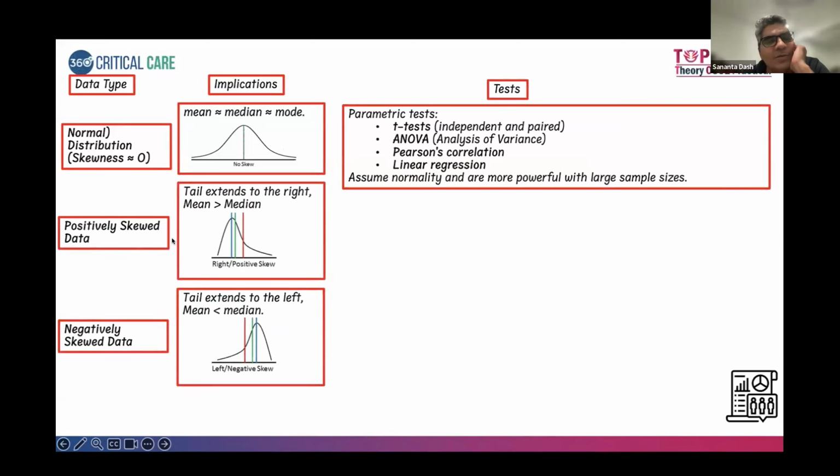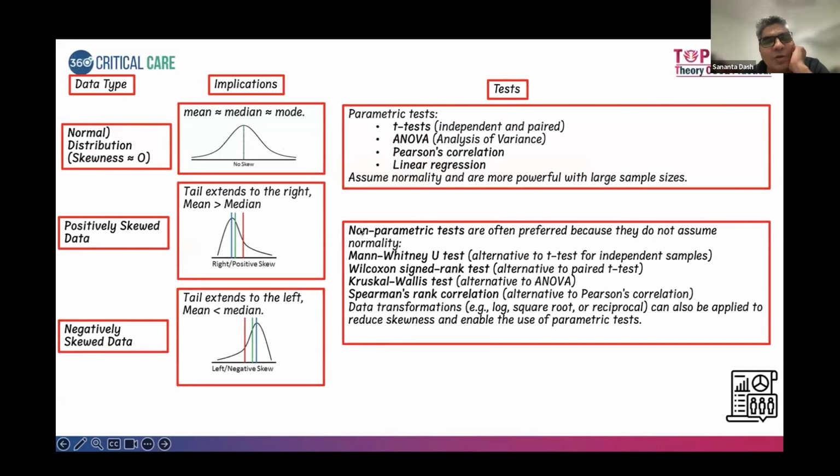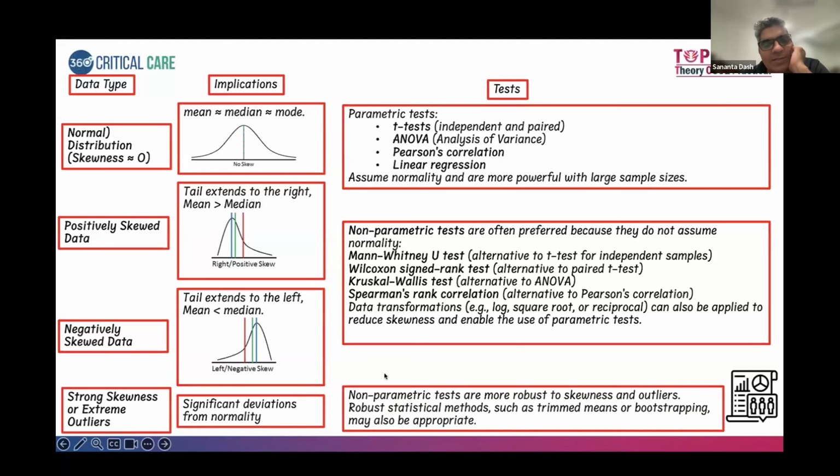If it is positively skewed data, where the mean is more than the median, or negatively skewed, then you go for a non-parametric test, or test for non-parametric data. There are different types. We talked about the U-test, Wilcoxon signed-rank test, or Kruskal-Wallis test, based on whether it is paired or unpaired. But if it is normally distributed, you do the usual test. If it is skewed, then you do these other tests. If there are more outliers, then again one of these non-parametric tests has to be used.